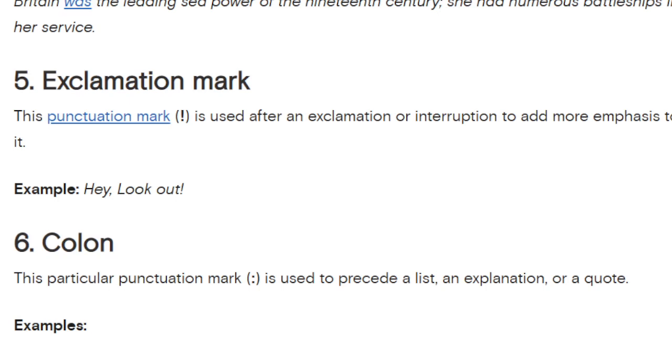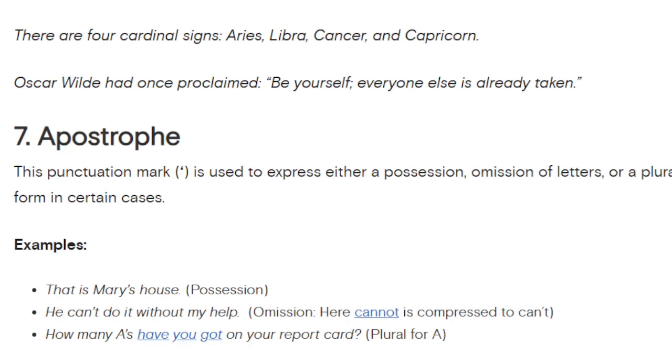Sixth, colon. This particular punctuation mark is used to precede a list, an explanation, or a quote. Example, there are 4 cardinal signs: Aries, Libra, Cancer, and Capricorn. Here is another example. Oscar Wilde had once proclaimed, "Be yourself. Everyone else is already taken."